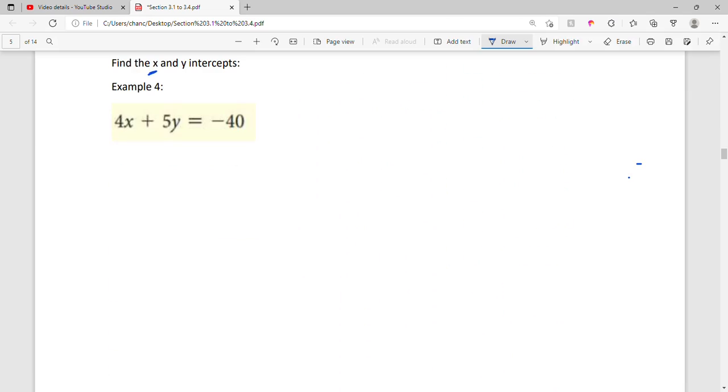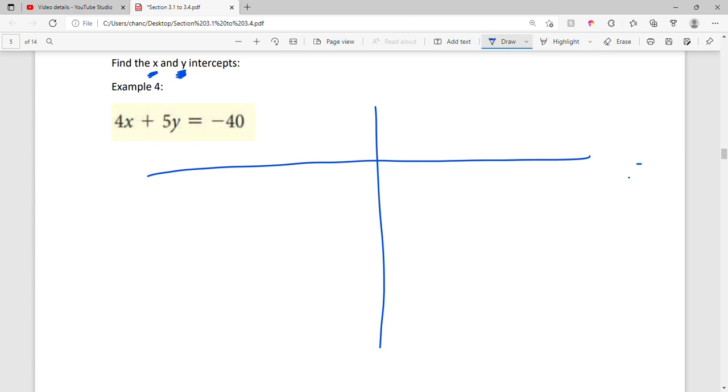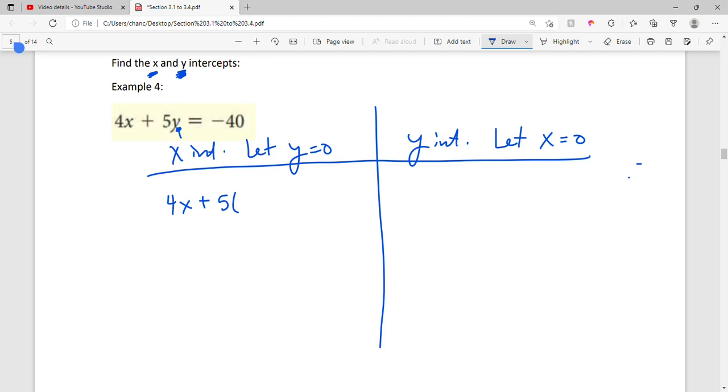In example 4, to solve for the x and y-intercept, we have to do two things. For the x-intercept, we'll let y be equal to 0. For the y-intercept, let's let x be equal to 0. Let's try the left side. We're letting y be equal to 0 now, so that's 4x plus 5 times 0, and that's equal to -40. This cancels out, so 4x is equal to -40. And now I can divide both sides by 4 to solve for x. x is equal to -10.